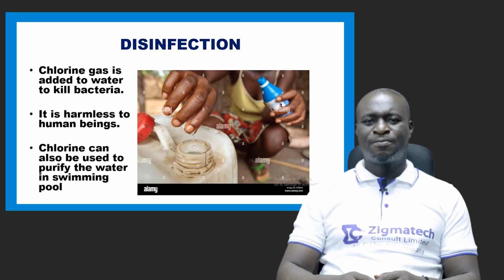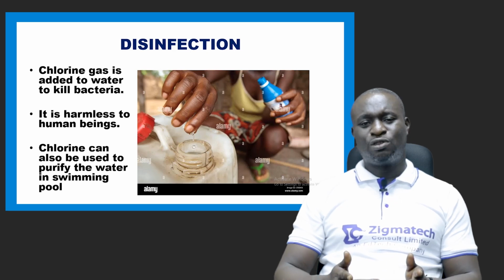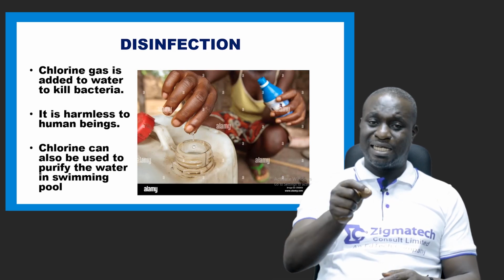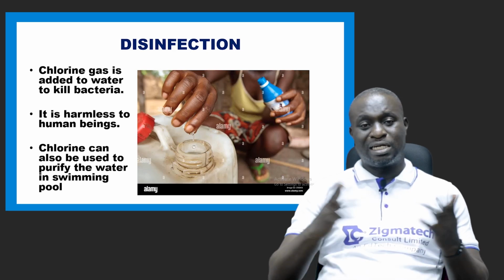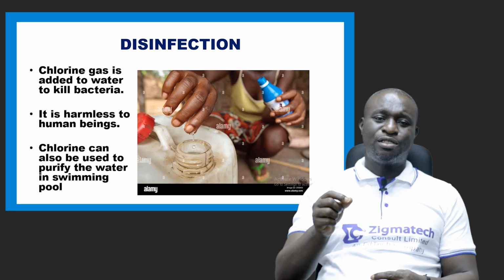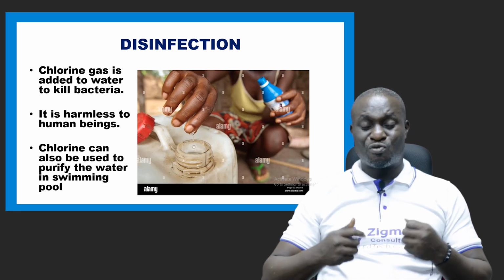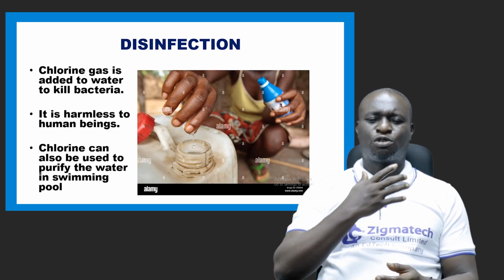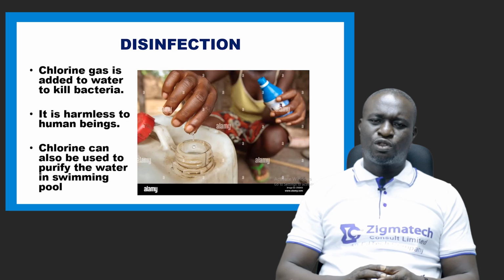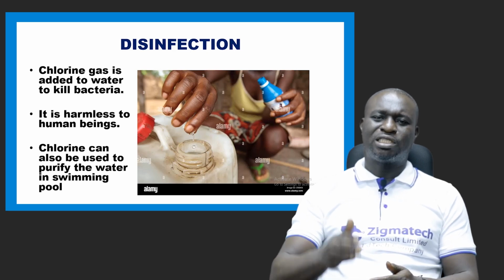After this, substances like fluorine or fluoride and iodide or iodine can be added in little quantities into that treated water, which can then be distributed. Fluorine helps in the development of strong bones and teeth, while iodine helps to prevent goiter. So these are some of the processes that are involved when treating water.